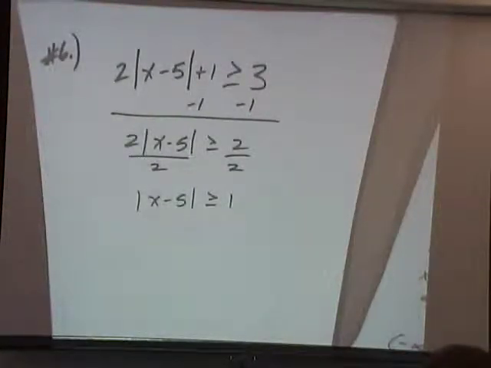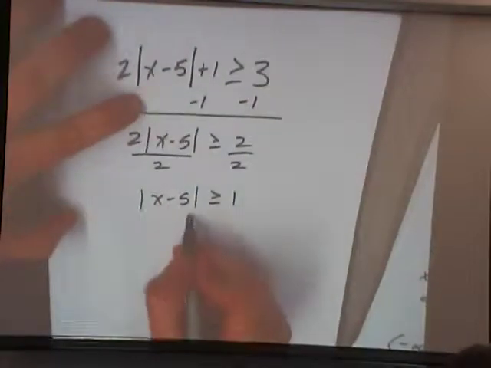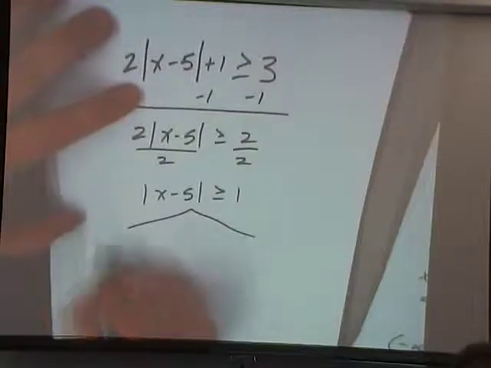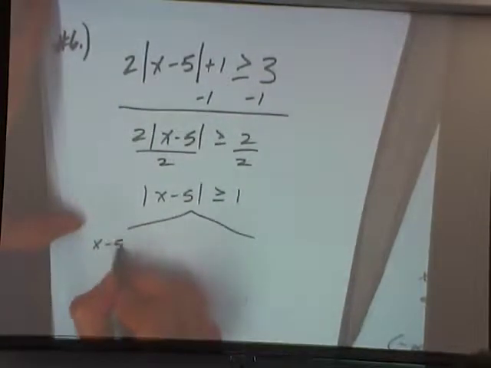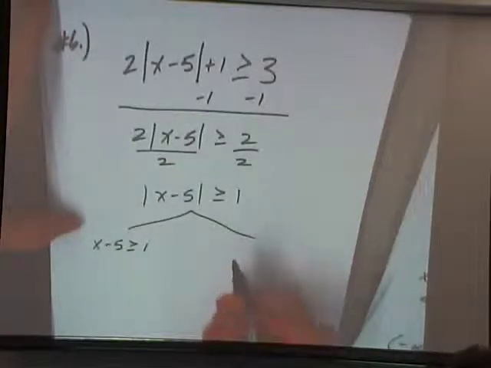All right, so back to number 6. We have done step 1, isolate the absolute value on the left. Now we got to do what? Separate, put it in the two problems. Make 2 equations, good. So the first equation is always the same thing without the absolute value. It'll be x minus 5 greater than or equal to 1.